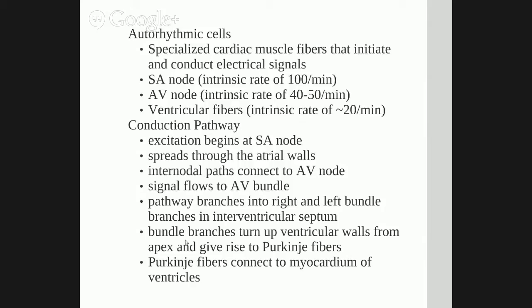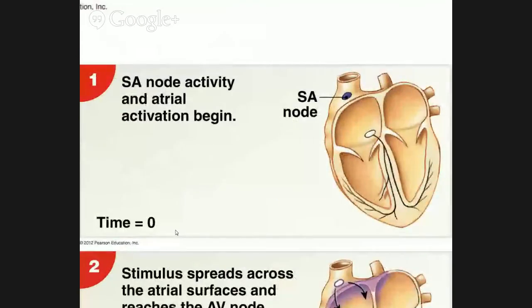Then the rest of what's here is just a walkthrough of the series of events that happen. And what I want to do is do this in terms of the pictures that I have here. So the first thing that happens is the SA node depolarizes. Okay? It's hit threshold, it's generating an action potential. So we depict that with this purplish color here. And this is at time 0, the very beginning of a heartbeat.